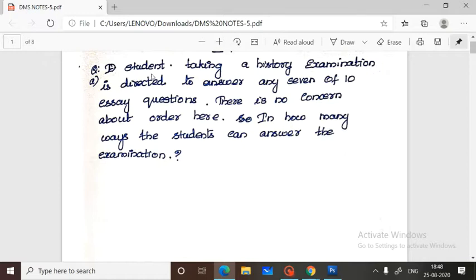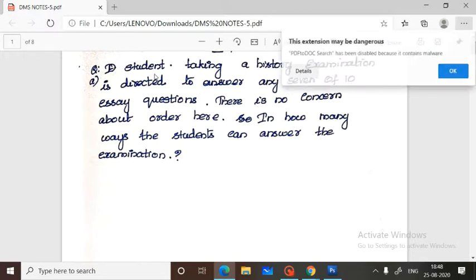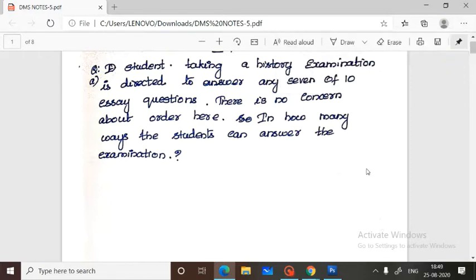So the question is, a student taking a history examination is directed to answer any 7 of 10 essay questions. There is no concern about order here. In how many ways can the student answer the questions? So it is given here. So how will you answer this question?